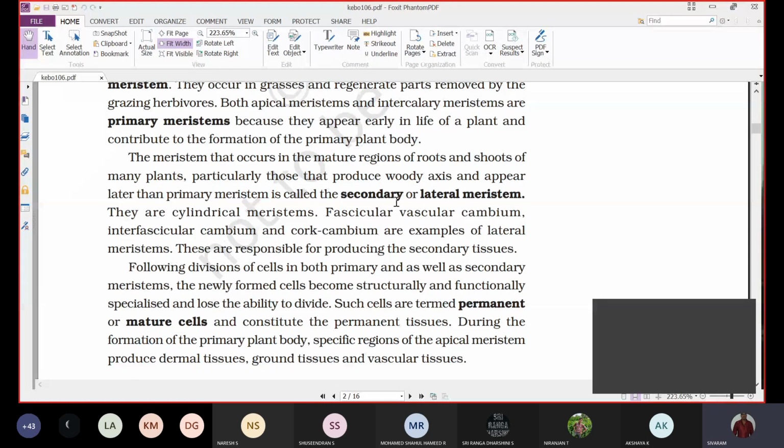So, in total there are three different types of meristems: apical meristem, intercalary meristem, and lateral meristem. The apical meristem and intercalary meristem fall into one group, the primary meristem, because these two meristems occur from the early days of development of the plant body and are responsible for the primary growth and the formation of primary tissues in the plant body.